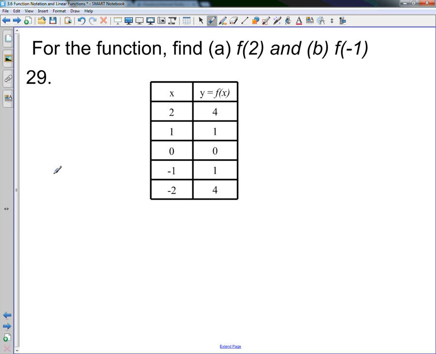Let's look at another way of using function notation. With this one, we have a table of values, and we're asked to find f of 2 and f of negative 1. So let's go ahead and do A. F of 2. That means when I plug in 2 for x, what is going to be the result? So when I plug in 2 for x, what is it going to produce? It's going to produce a 4. So f of 2 equals 4.